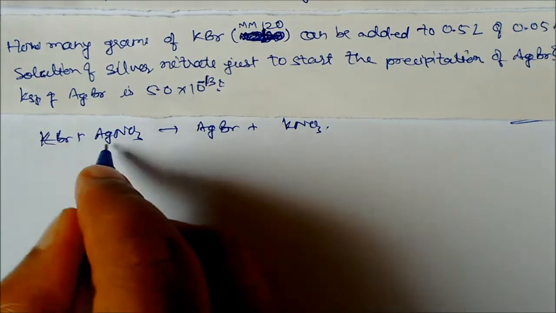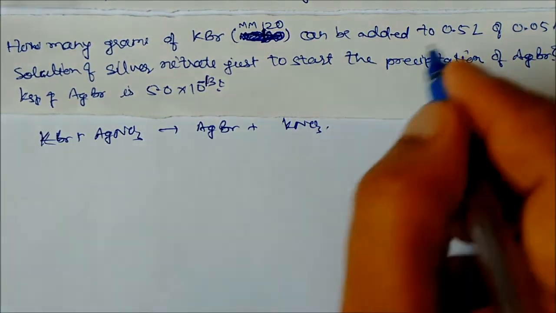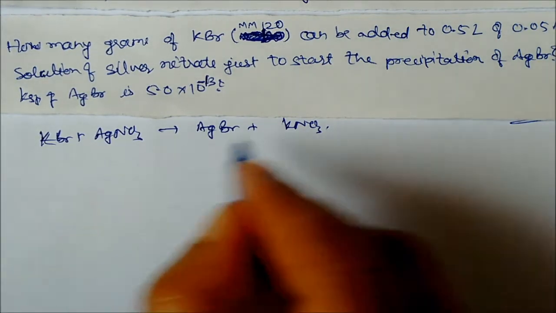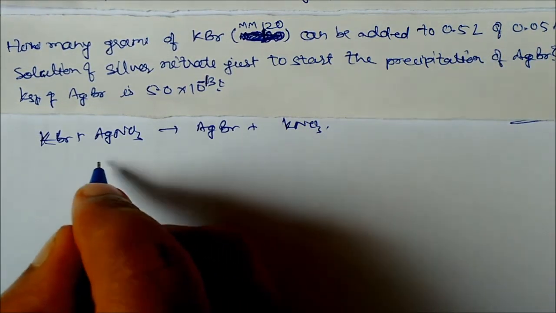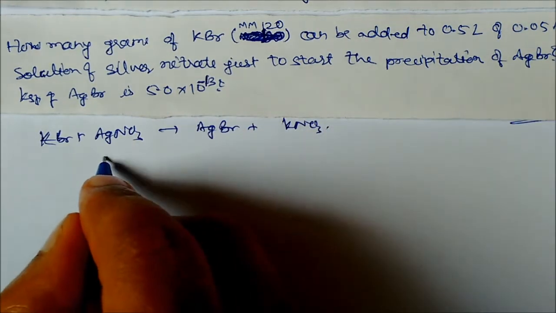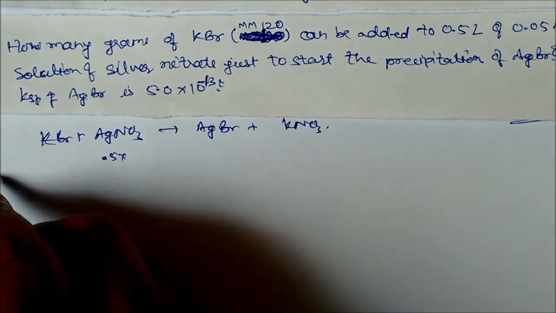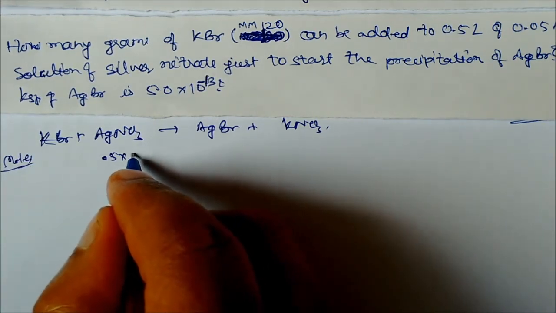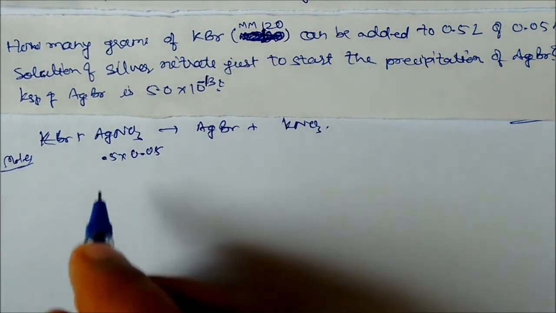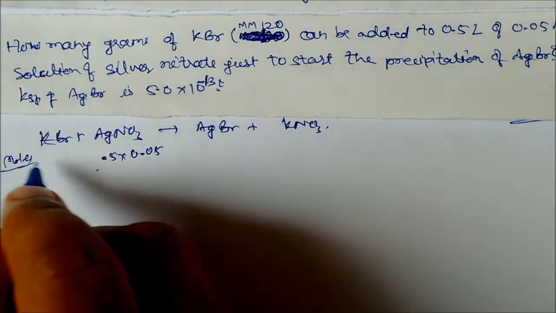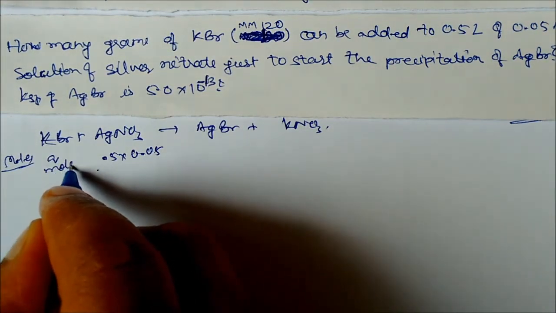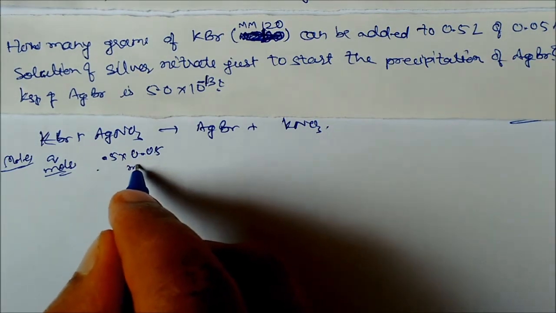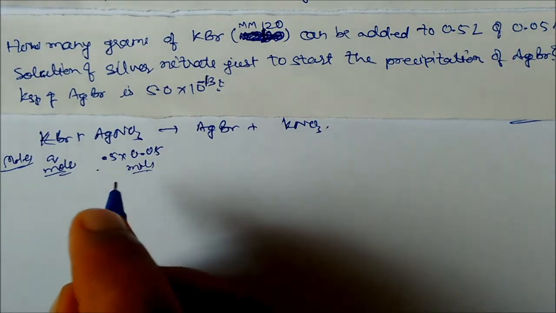Now silver nitrate is how much? They have given here 0.05 molarity and half liter, so half liter is the whole solution. Find the moles here: 0.5 into 0.05. Assume A moles of Br. This is the total moles of silver nitrate, or we can say silver.